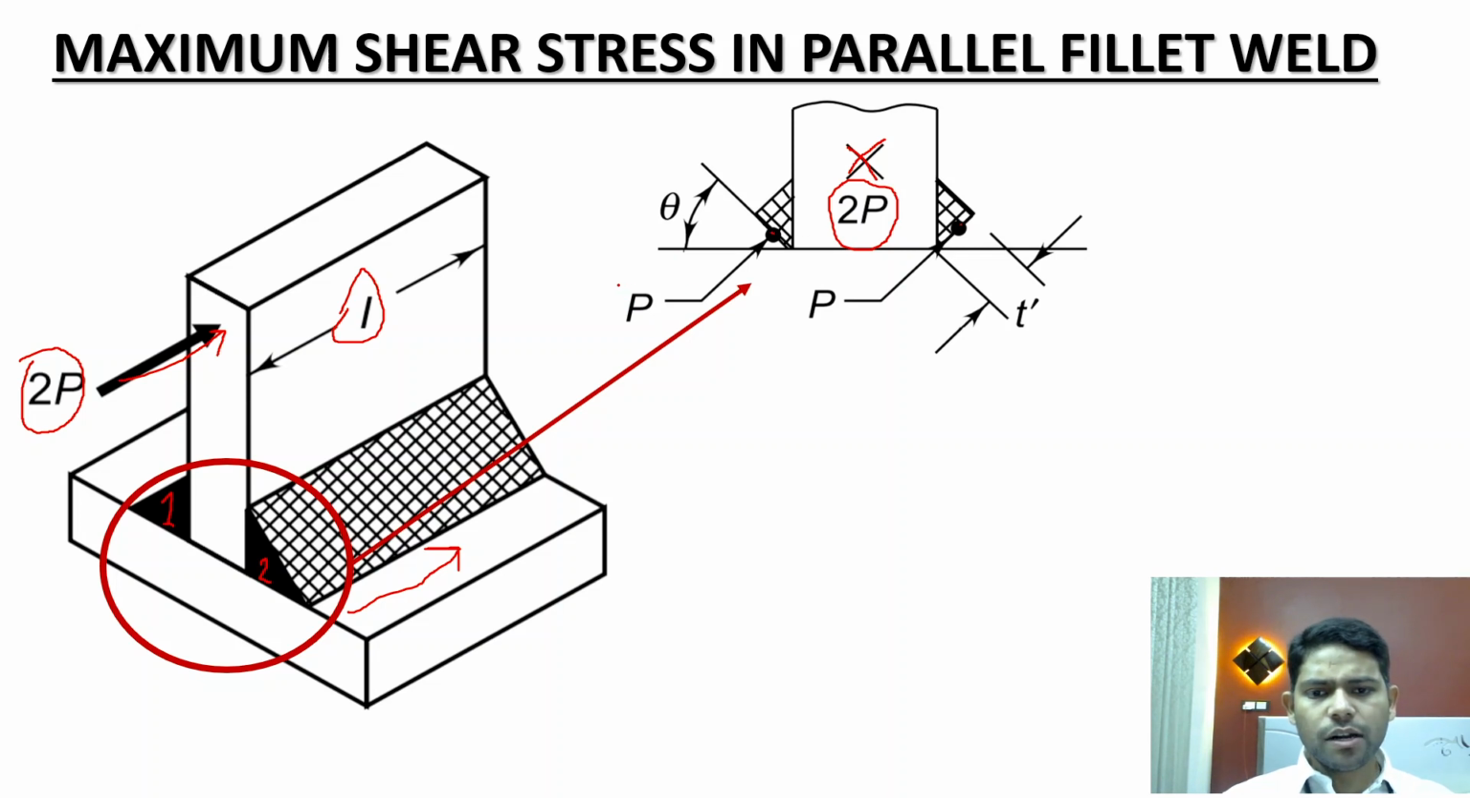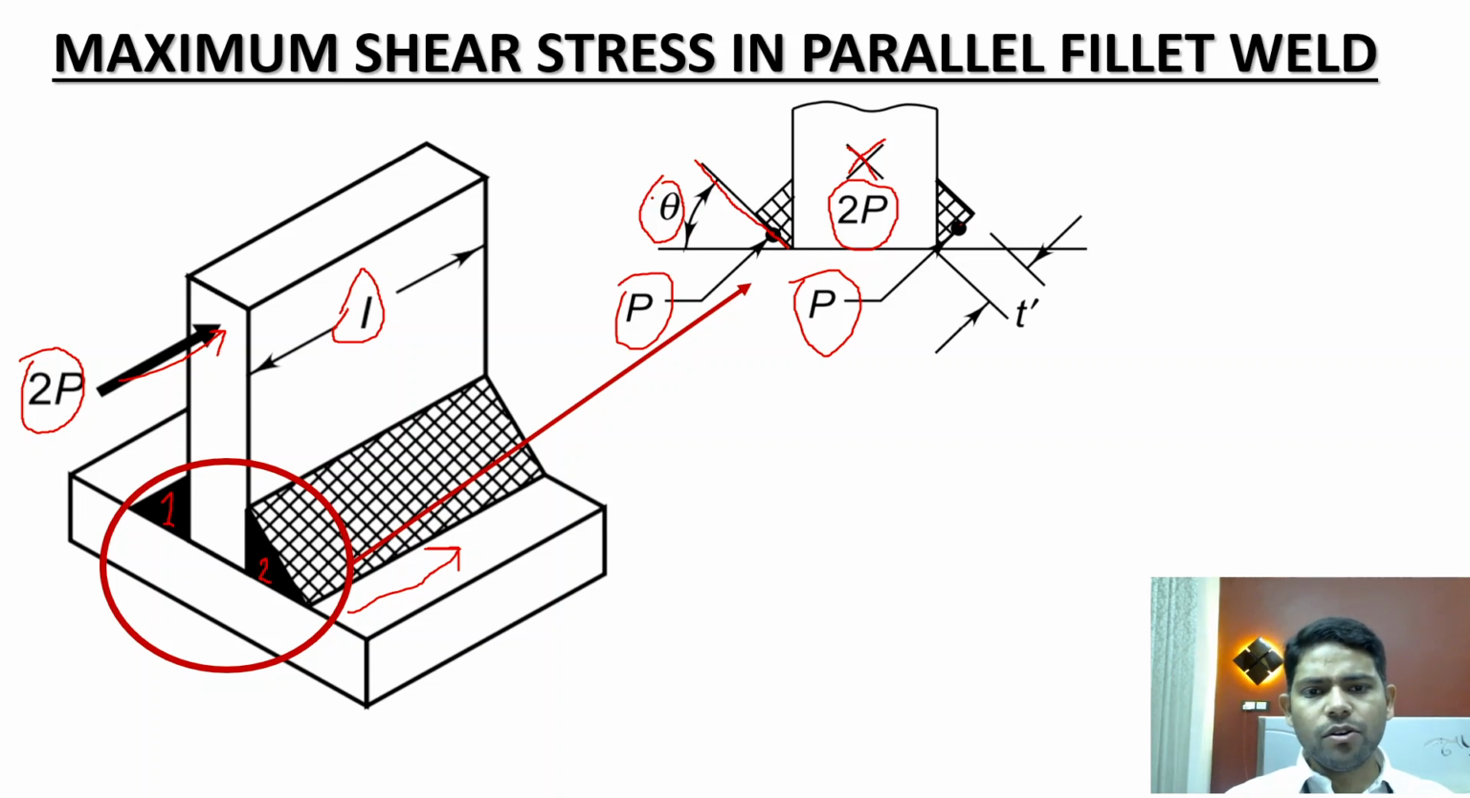Now the reaction forces are obviously of magnitude P, because you have applied a compressive load of magnitude 2P on the structure. Now this line over here shows a plane which is inclined at an angle of theta with the leg dimension, and we are assuming that this is the plane where the maximum shear stress is induced.